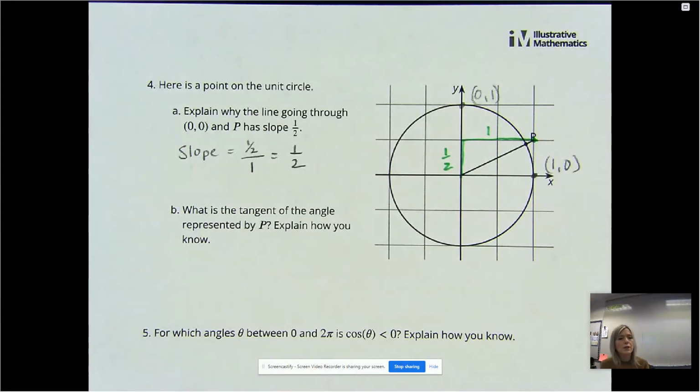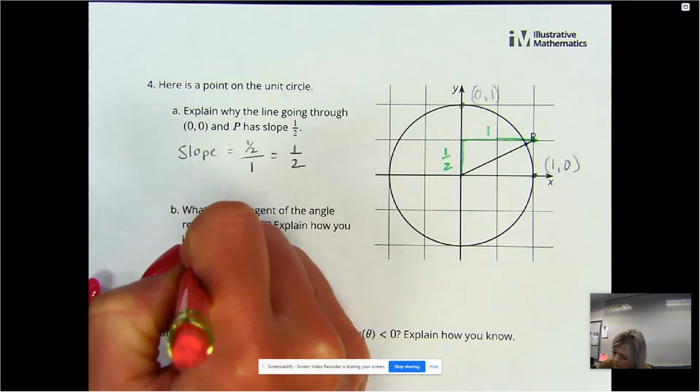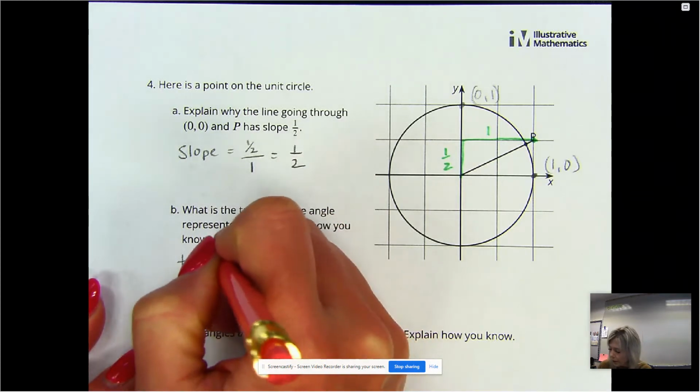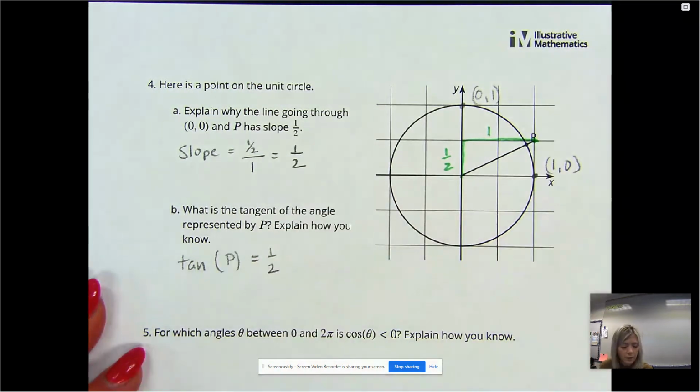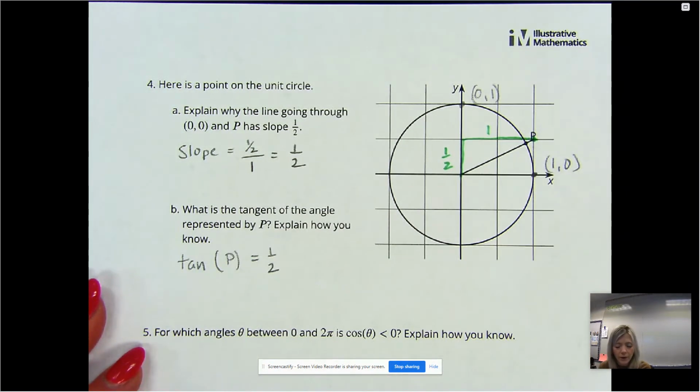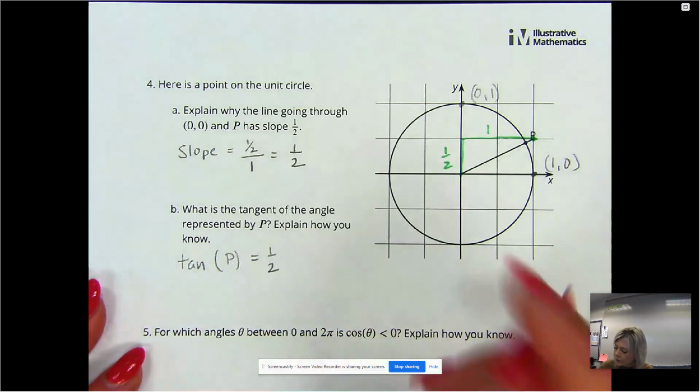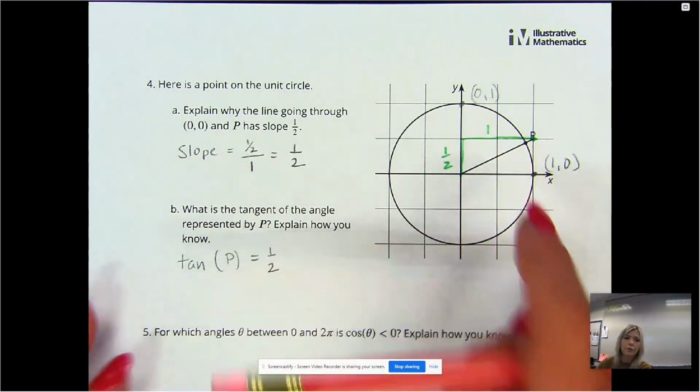So then what is the tangent of the angle represented by P? Well, the tangent is also going to be 1/2, and that is because the tangent is equal to rise over run of the line that goes through 0, 0 and connects to P. Okay, so the tangent of the angle represented by P is equal to 1/2 as well, and it's the rise over the run of the line through 0, 0 to P, which is 1/2.